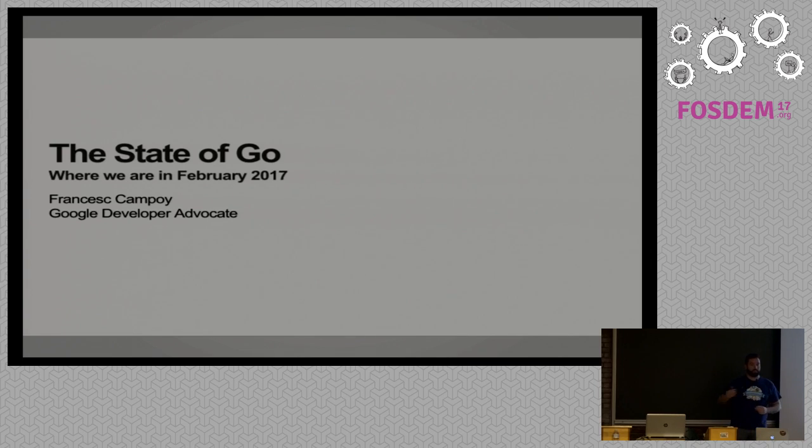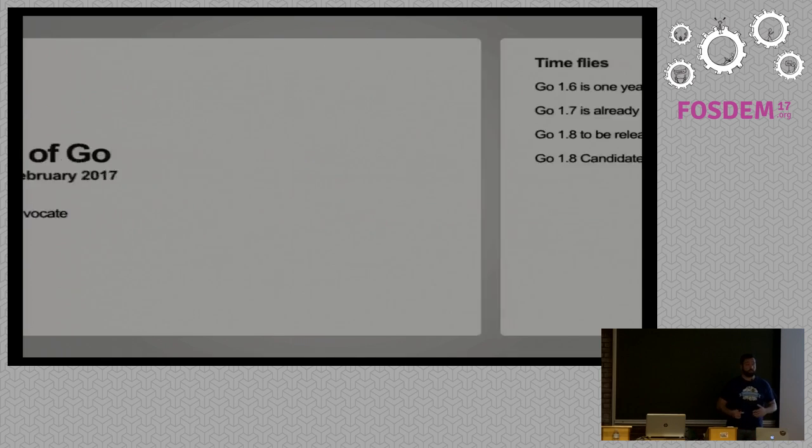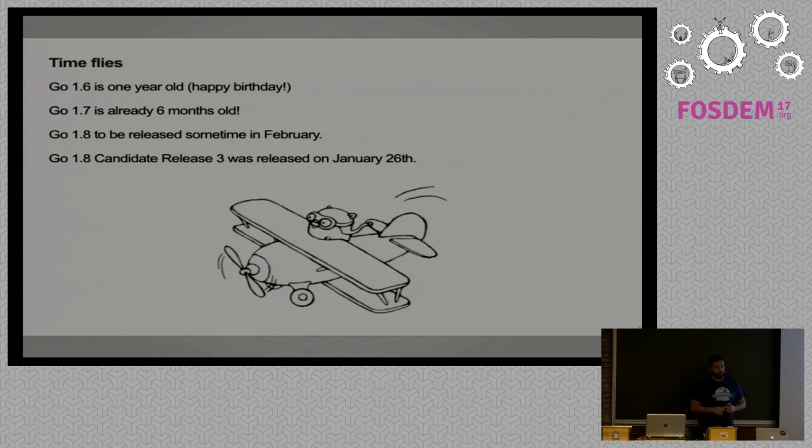This is the talk we give every single year, and every single year, we're about to release a new version. This year is Go 1.8. So Go 1.6 is already 1 year old, and it's the version that added things like context, so it's kind of a big thing on how we do stuff. Go 1.7 is already 6 months old, and Go 1.8 will be released soon.